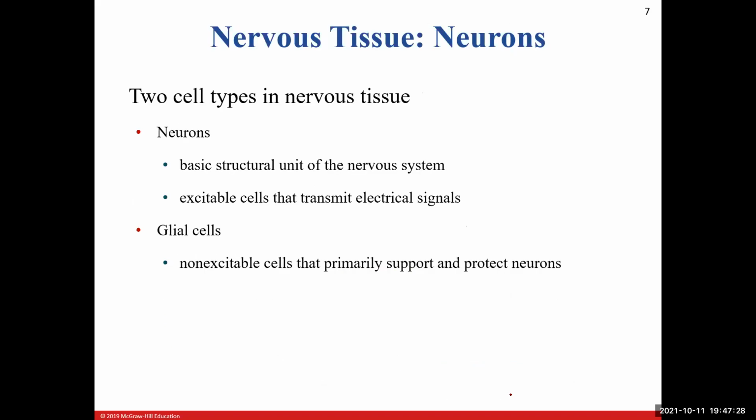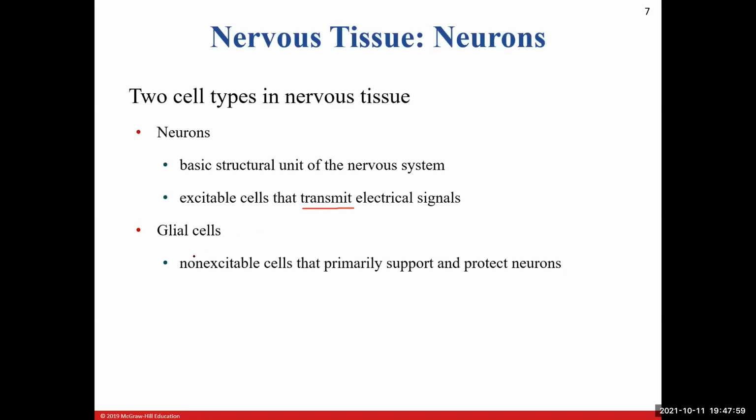There are two types of cells in nervous tissue. The neurons are the rock star, the diva. When we talk about the different characteristics of nervous tissue, excitability and conductivity, that's the cell we're talking about. These are the cells that, when they become excited, will transmit electrical impulses or signals.